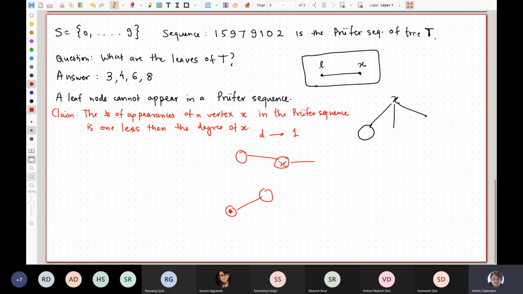So what we'll do today is formally, recursively define the notion of a prefer sequence in a more formal manner, and then I'll leave this claim for you to prove by induction. That should be an easy exercise for proofs by induction now.